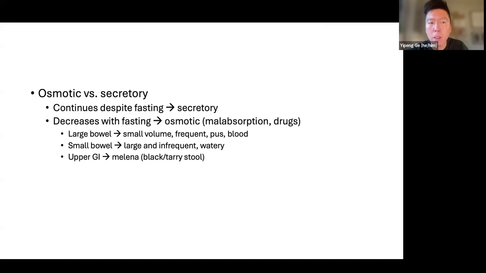There's something called osmotic versus secretory diarrhea. If we can think about the pathophysiology of why diarrhea happens in the first place, like I mentioned, usually the large bowel is absorbing a lot of fluid and water out of our stool. But when the diarrhea continues despite fasting, so despite your patient not eating, then there's still secretions going on. So it kind of goes into that category of secretory diarrhea.